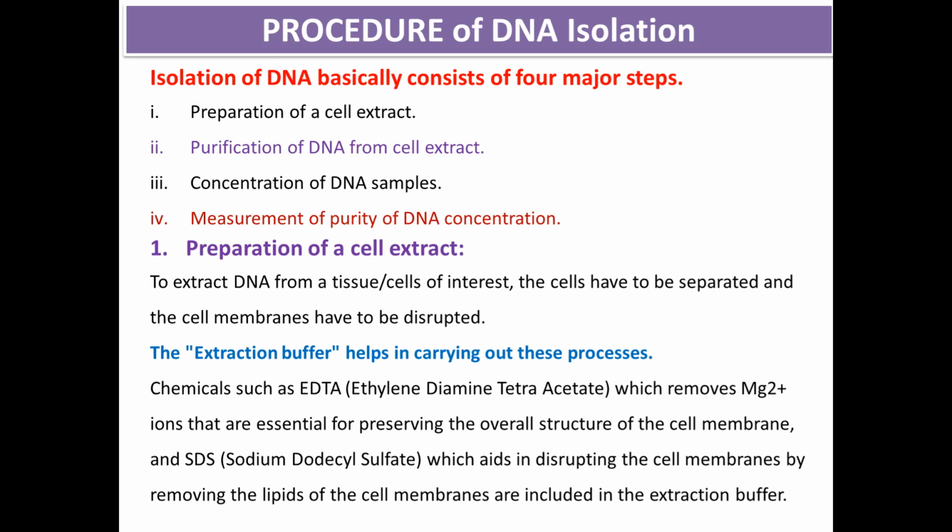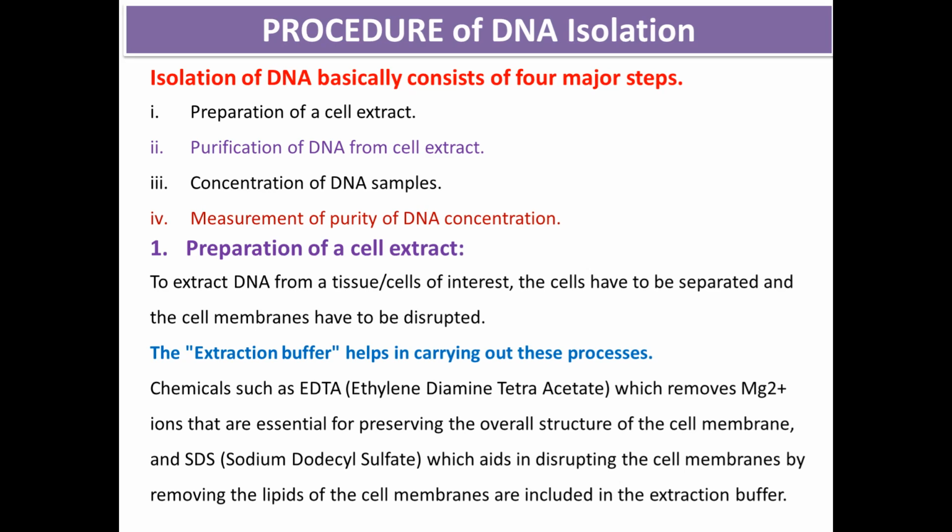To extract DNA from a tissue or cell of interest, the cell has to be separated and the cell membrane has to be disrupted. So first we have to remove the cell membrane, and then the extraction buffer helps in carrying out this process. The cell membrane will be removed or disrupted by using this buffer. So what are these buffers?